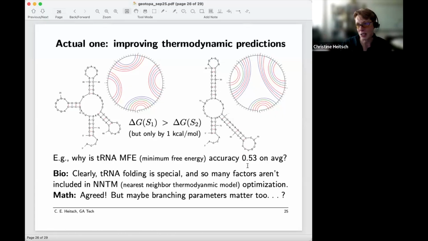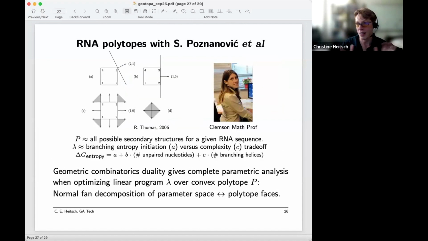So, if you were to ask this question to a biologist, they would most likely say, "Oh, well, tRNAs, they're very special, they're different, and there are so many factors that the thermodynamic model doesn't include. So, it's not reasonable to expect the model to do particularly well for tRNA." And Svetlana and I, because we've had this running argument with reviewers all the time, would say, yes, tRNA is special, and there are many, many factors that the optimization doesn't include, but we can show you that the branching parameters also matter.